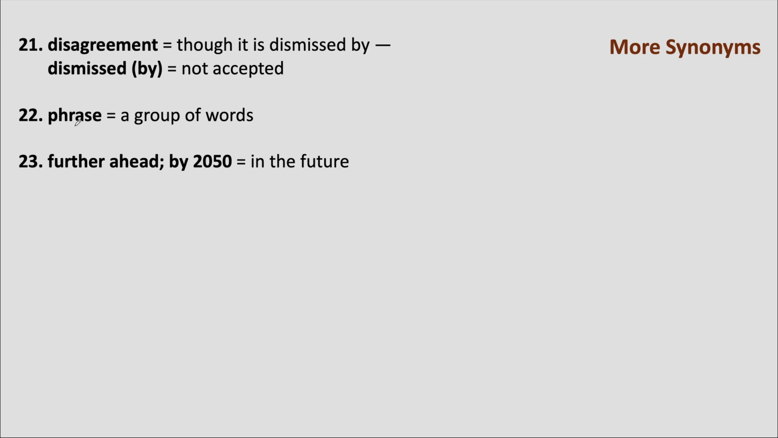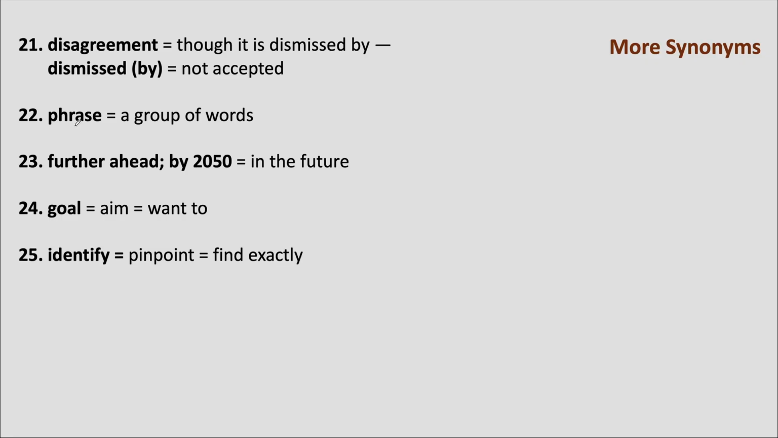Sometimes, instead of saying something will happen in the future, the question may say further ahead, while the passage may say by 2050. Goal and aim mean the same thing. We can also express this idea in a simpler way by saying we want to do something. So instead of saying our aim is to do this, we can say we want to do this. To identify or to pinpoint something means to find something exactly or precisely.